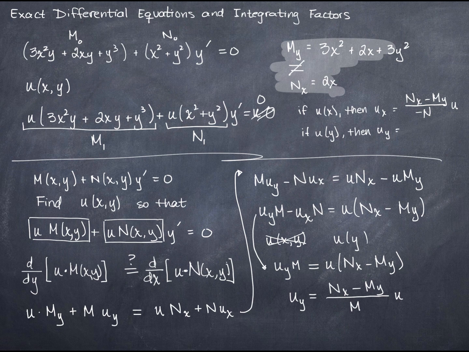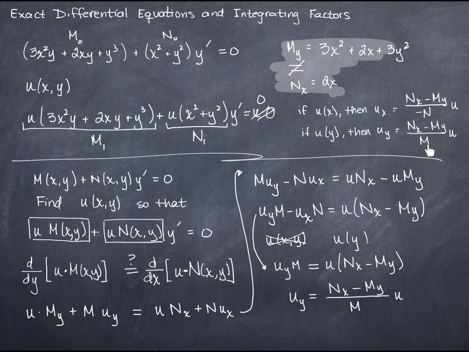u sub y is equal to n sub x minus m sub y all over m times u. And these two formulas are very similar. This one has a negative in the denominator and this one doesn't. This one has an n in the denominator, this one has an m, but they're otherwise the same.